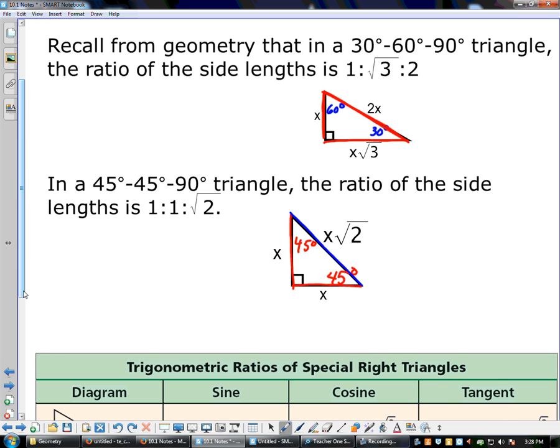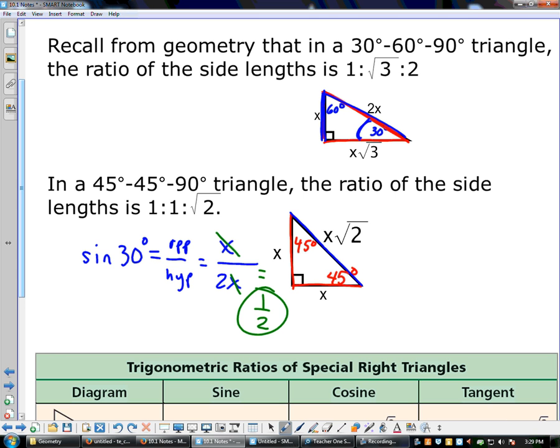That means that we could, for example, let's say we wanted to find the sine of 30 degrees. We could just say 30 degrees, sine is the opposite over the hypotenuse, and the opposite would be x, and the hypotenuse would be 2x. So we would be able to reduce this, divide out the x's, and we really just get 1/2. So the sine of 30 degrees is 1/2.